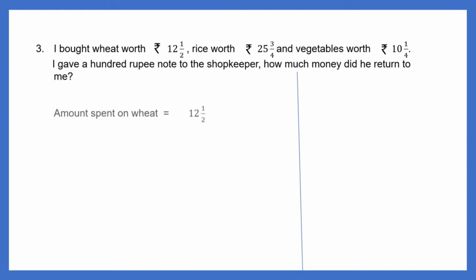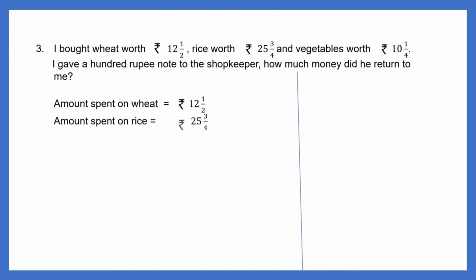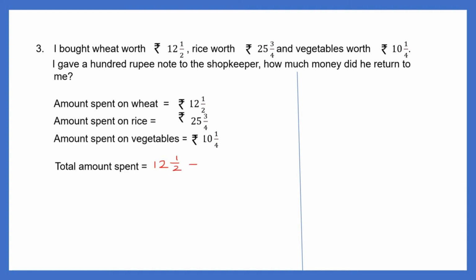Let's start. Amount spent on wheat is rupees 12 1/2. Amount spent on rice is rupees 25 3/4. Amount spent on vegetables is rupees 10 1/4. So I need to find out how much I spent totally. Total amount spent. To find the total amount spent, I need to add all these amounts. So I need to add 12 1/2 plus 25 3/4 plus 10 1/4.